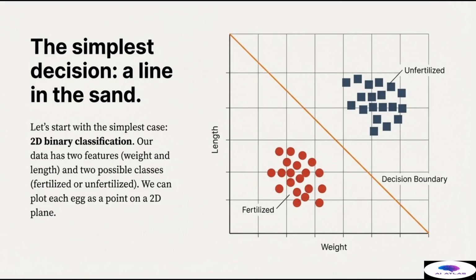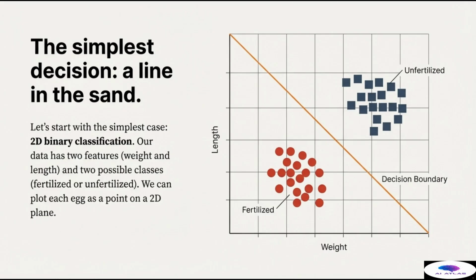To visualize this, we use the egg data we just discussed. Since our data has two features, weight and length, we can plot each egg as a single point on a 2D plane. The vertical axis represents length, and the horizontal axis represents weight. As you can see, the fertilized eggs, marked by the red circles, tend to cluster in one area, likely characterized by certain combinations of weight and length. The unfertilized eggs, marked by the blue squares, cluster in a separate, distinct region. Since we have only two possible classes, fertilized or unfertilized, this is binary classification.